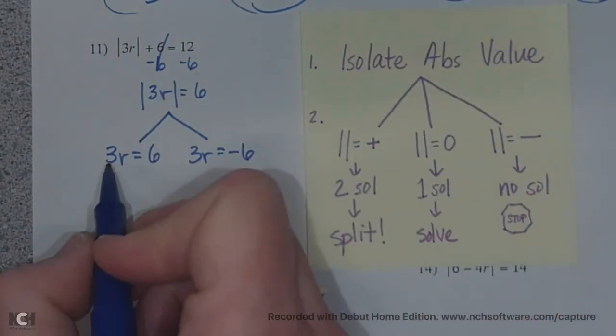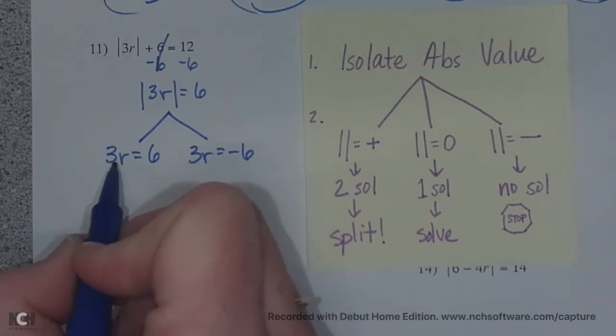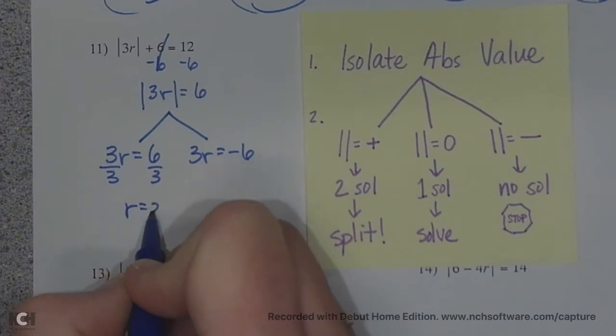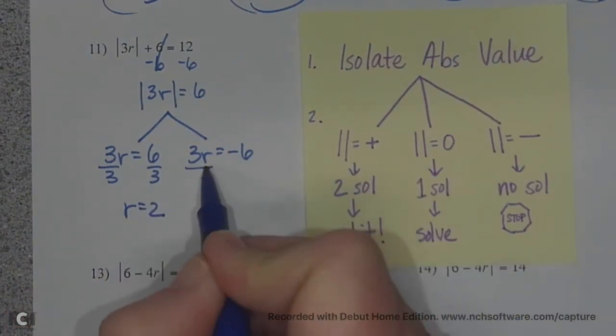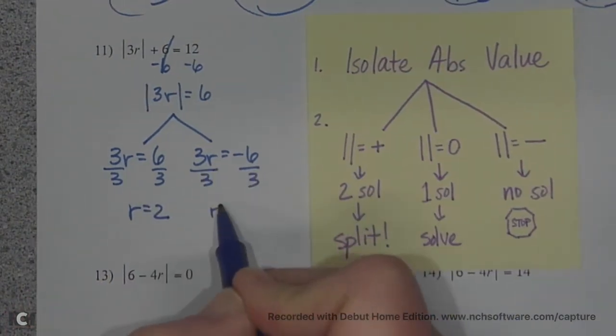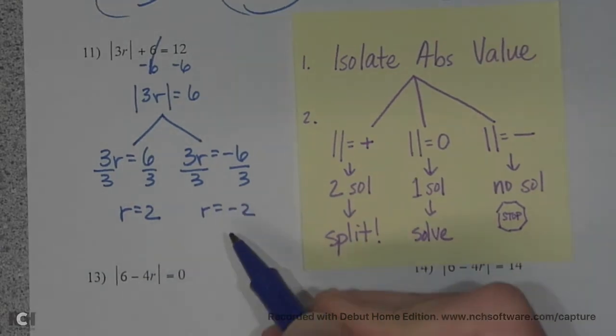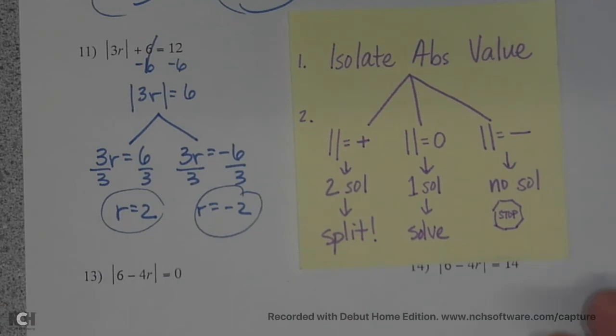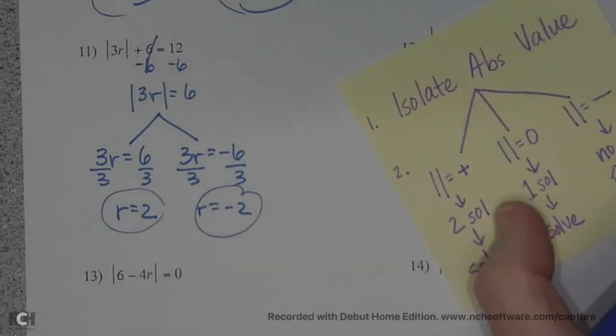All right, now you solve each of these equations. Let's solve this one first. 3 times r, we need to divide by 3, and you get r equals 2. Over here, you still need to divide by 3, and we get r equals negative 2. And those are your two answers, 2 and negative 2. Let's go on to problem number 12.